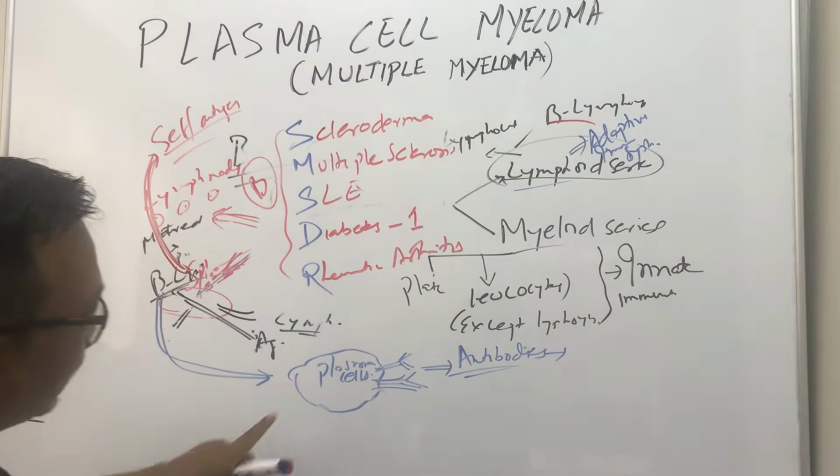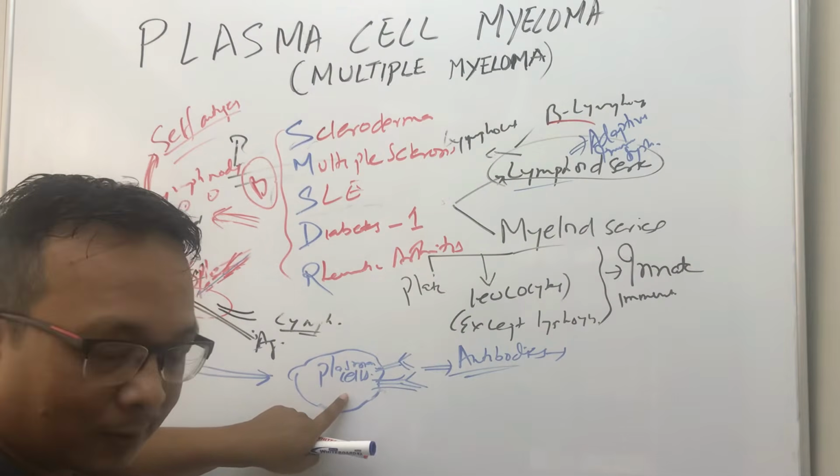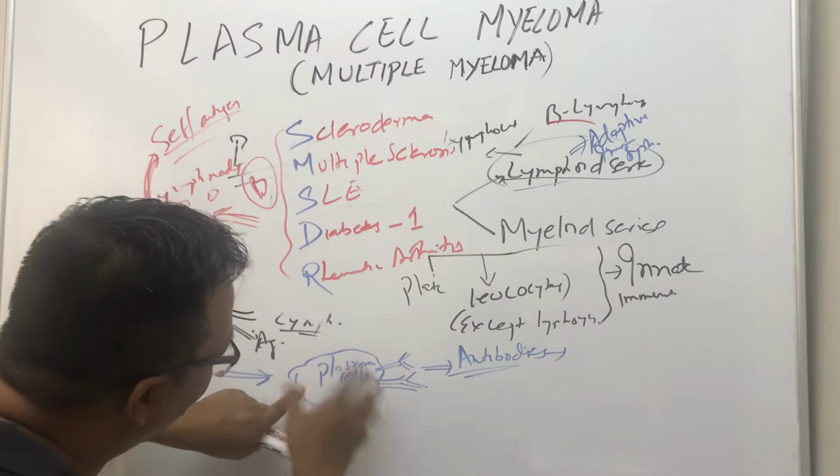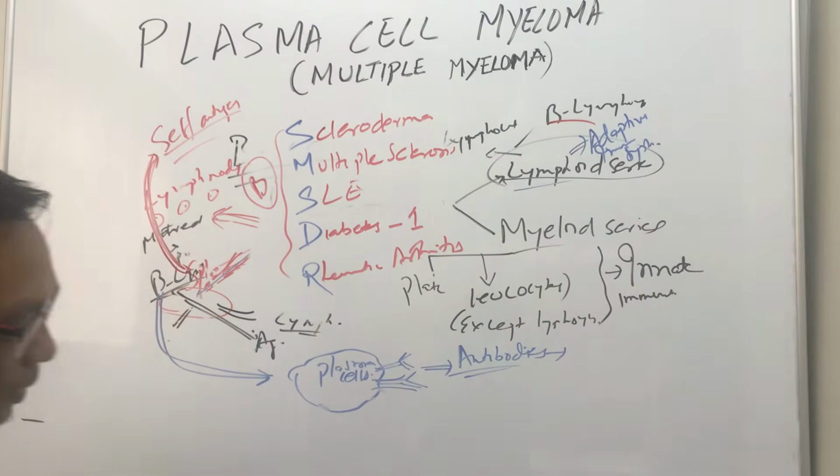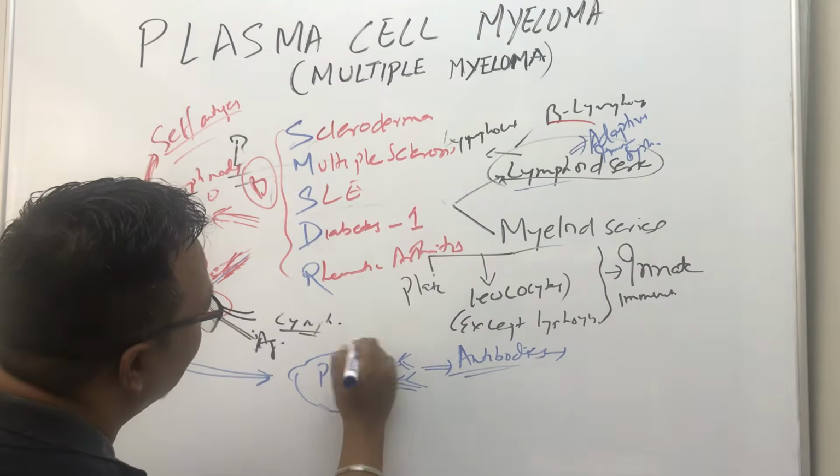Okay. Then when there is a problem in the plasma cells, suppose there is a neoplasm in the plasma cells, or when there is a cancer of these plasma cells, then we call it multiple myeloma.